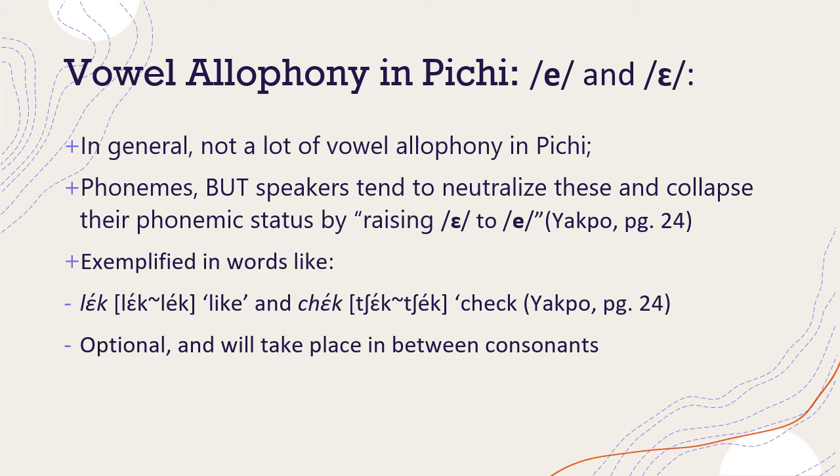So something really interesting about Peaky is that there's actually not a lot of vowel allophony, but one example that we can go over is from one vowel to e, so from this one to this one. So they are phonemes like I showed earlier, but speakers tend to neutralize these and collapse them in their phonemic status by raising e to e. So it just moves in the placement within the mouth, which is completely optional and up to the speaker.